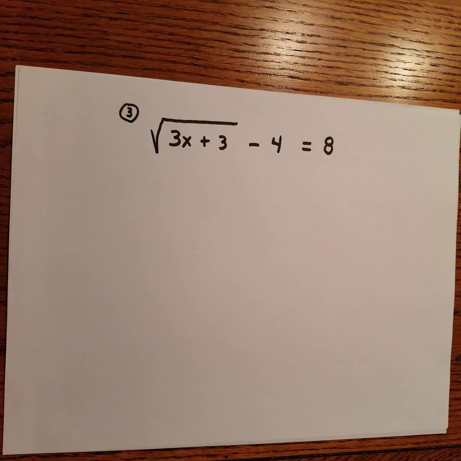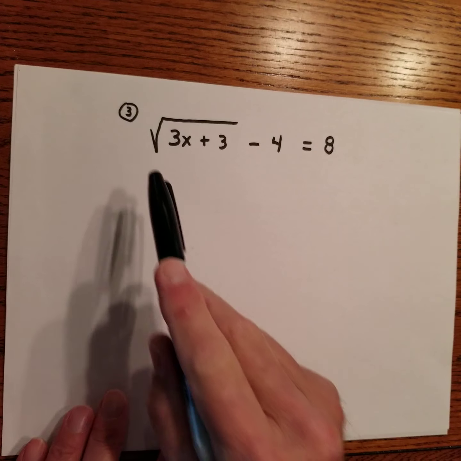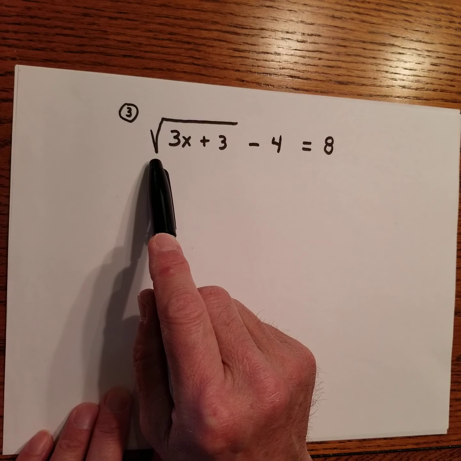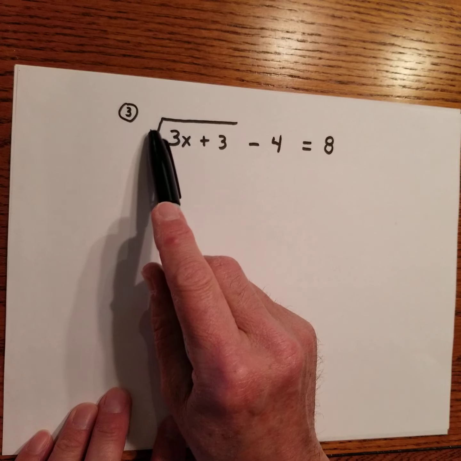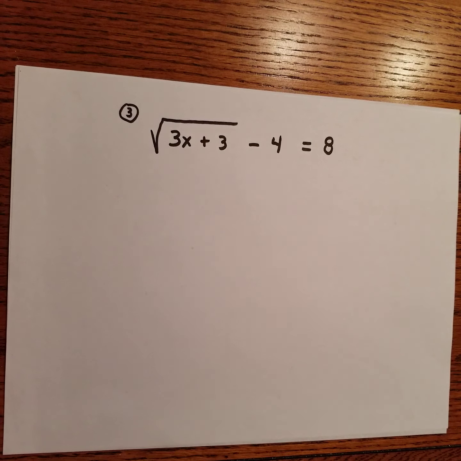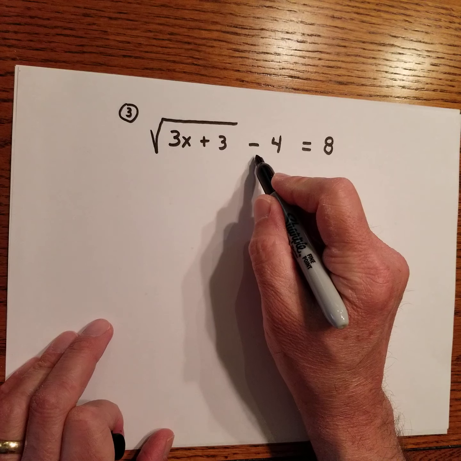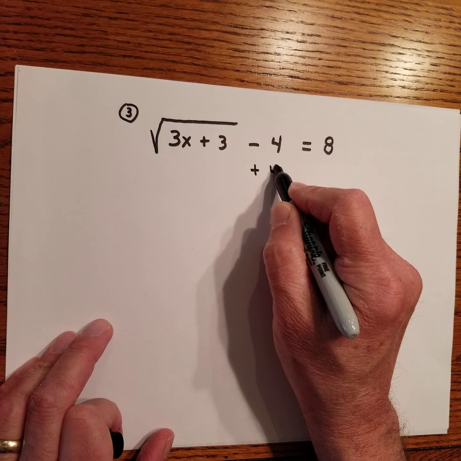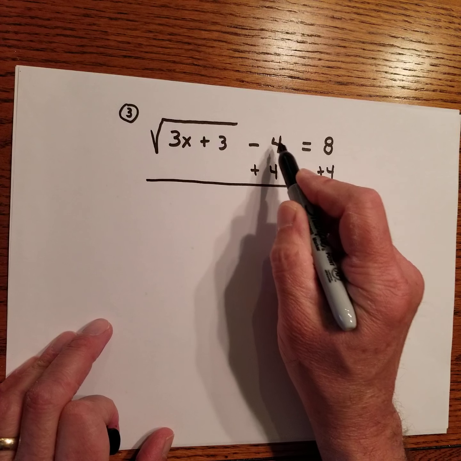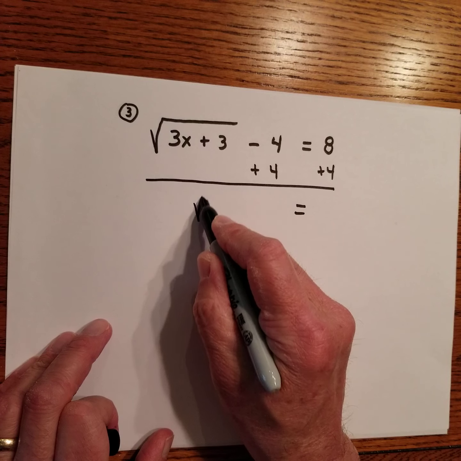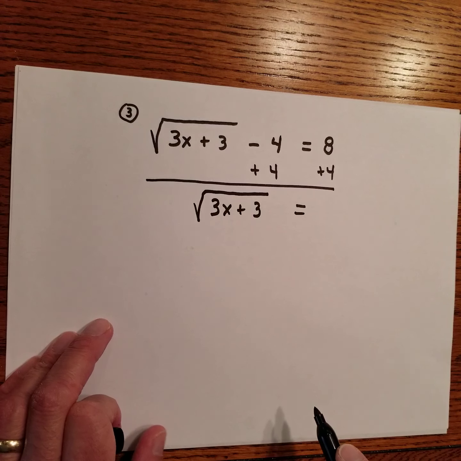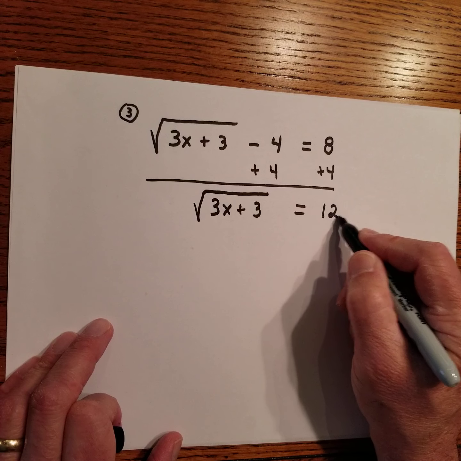Now this problem has an extra step. We want to get rid of the square root. We know how to do that, but we can't do that step until the square root is by itself on one side of the equal sign. I need to get rid of that 4 first. Let's get rid of subtraction of 4 by using addition of 4. Negative 4 and positive 4 is 0, leaving only the square root of 3x plus 3 on this side of the equal sign. 8 plus 4, that's 12.